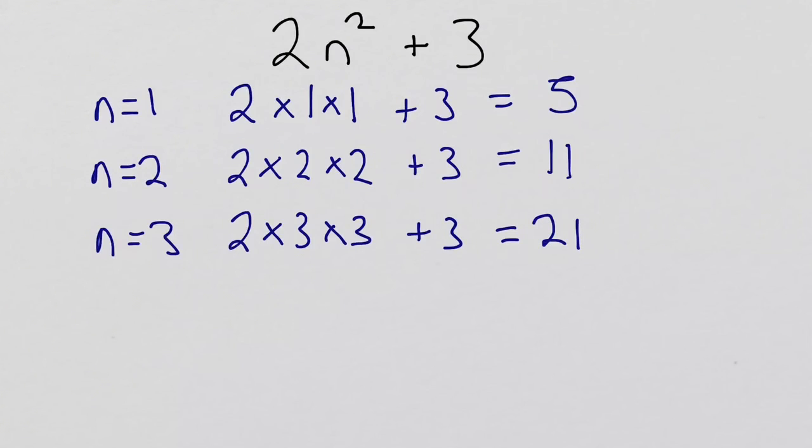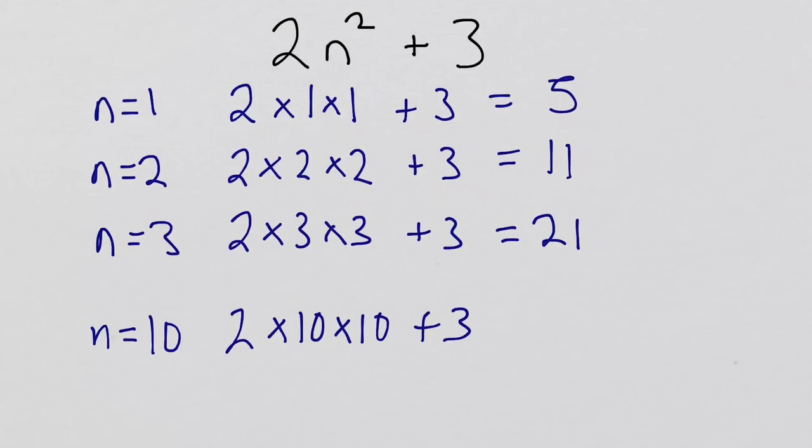And for example, again, if we wanted n equals 10, we have to do 2 times 10 squared, so 2 times 10 times 10, add 3. Well, 2 times 10 is 20, times by 10 is 200, add 3 is 203.